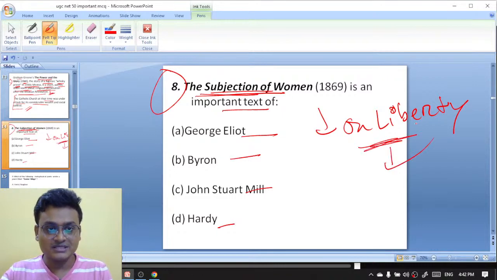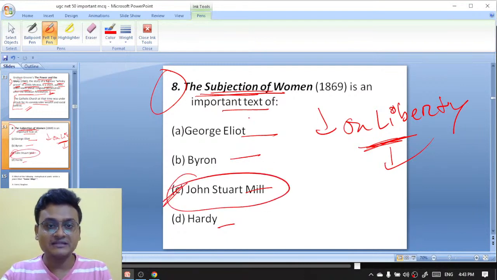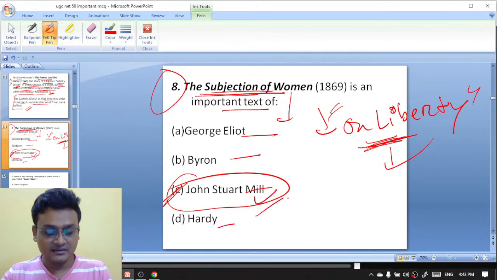Now who is the right answer here? Subjection of Women in 1869 is an important text, and he had also written On Liberty. Exactly, fantastic. John Stuart Mill has written Subjection of Women and On Liberty. So C is the right answer.